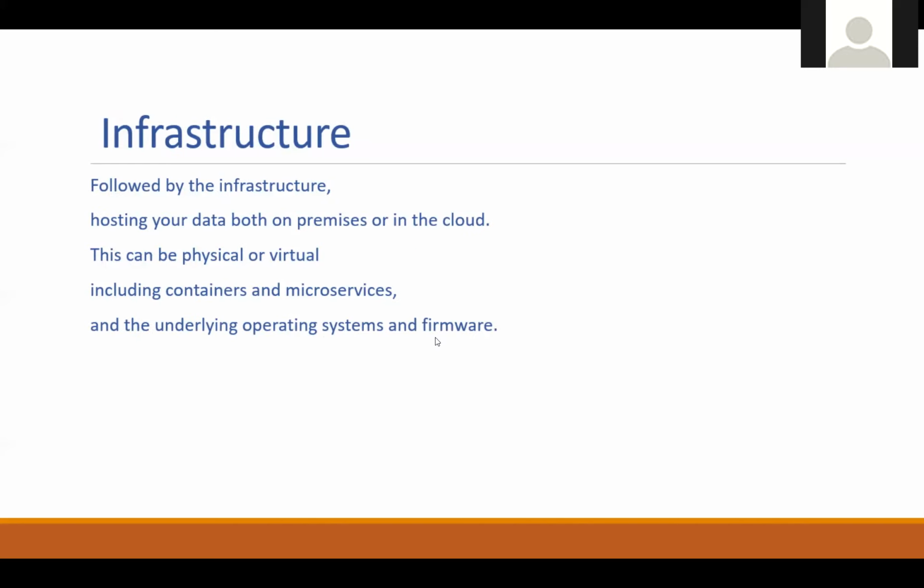Our infrastructure, we're hosting data both on premise and in the cloud. The infrastructure can be physical or virtual. It can be containers or microservices, and the underlying operating systems and firmware that comprise the infrastructure. These are all different risk vectors that have to be addressed.